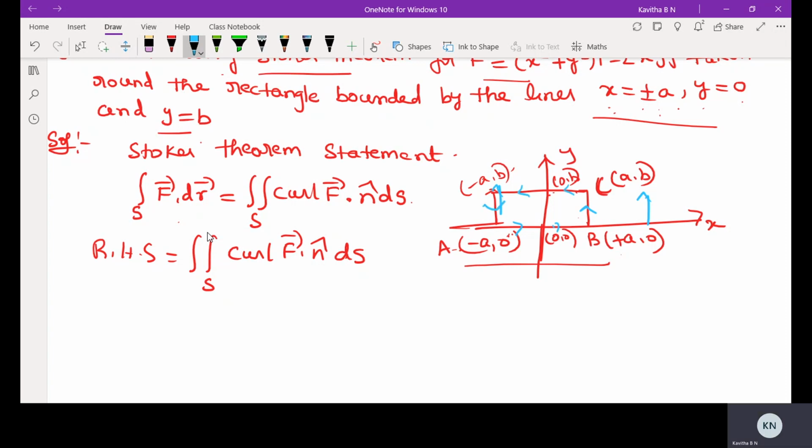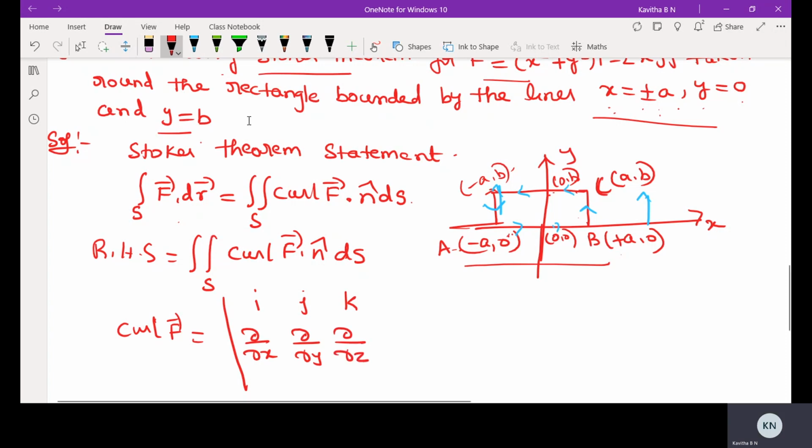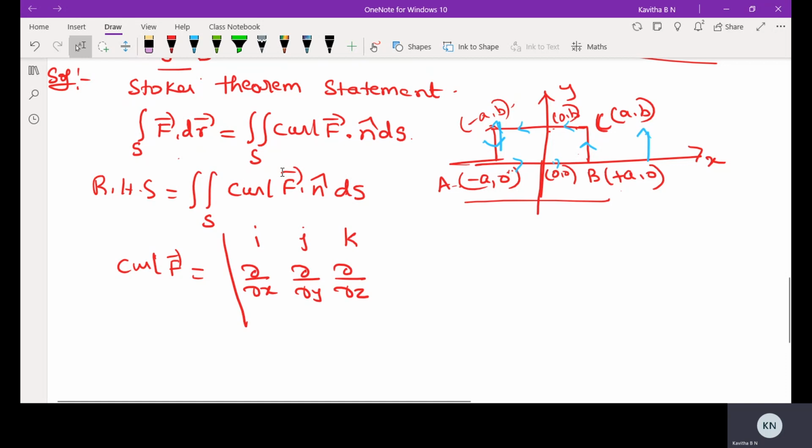Then next, first we need to find the curl of the vector F. Okay, i, j, k, then del by del x, del by del y, del by del z. Write down the i term. Here the i term is x square plus y square.